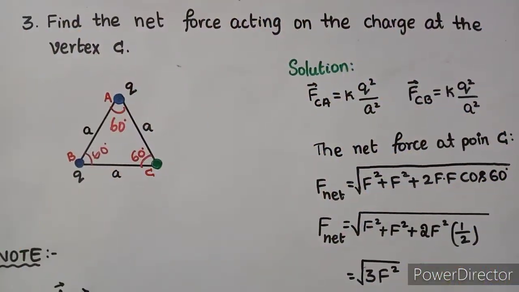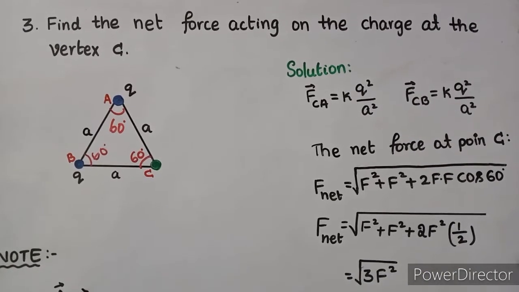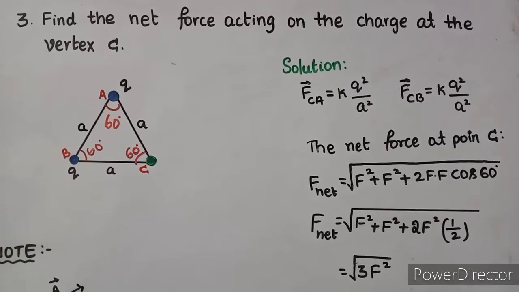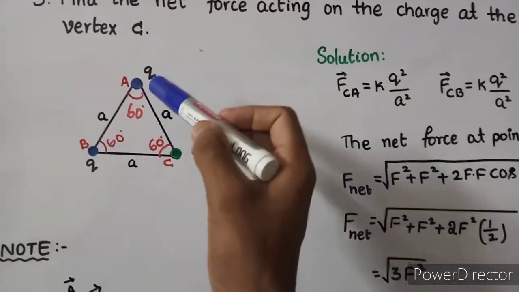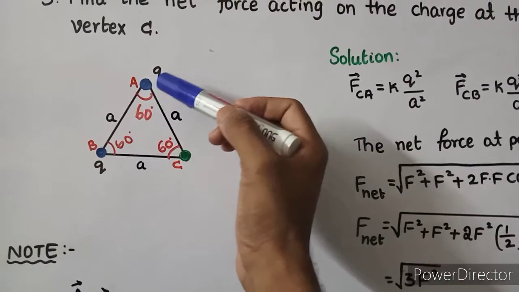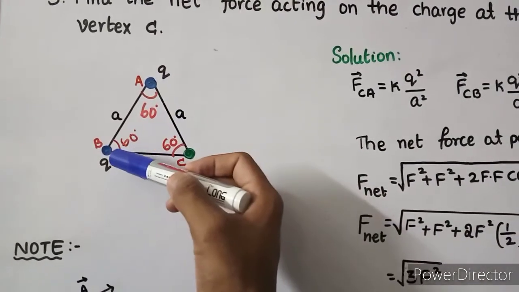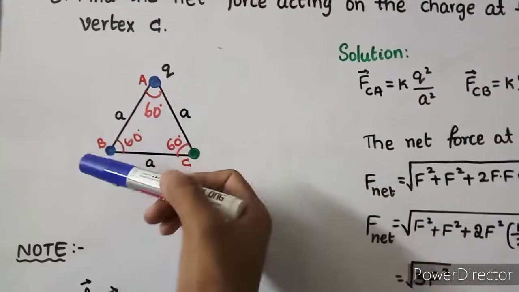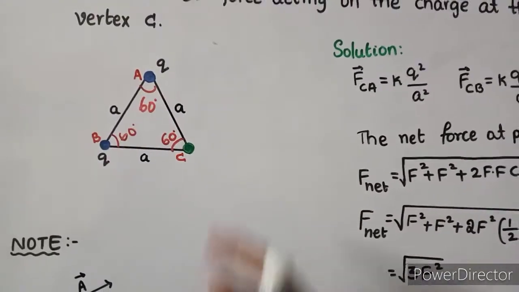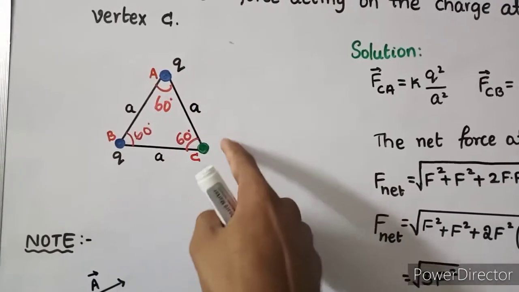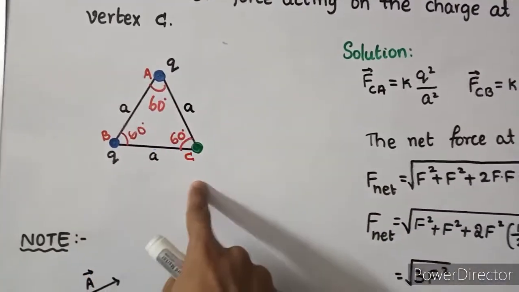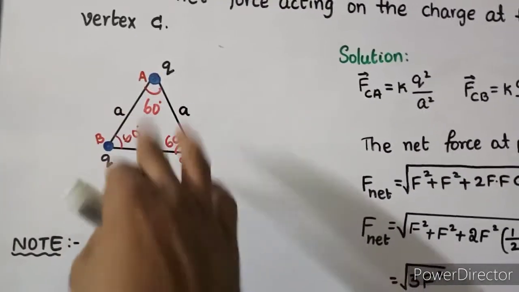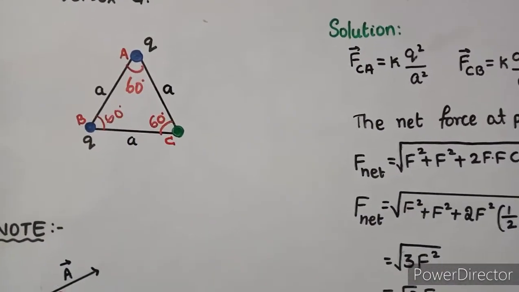Next we have the third problem, that is find the net force acting on the charge at vertex C. So here we have three charges. One charge is located at A, one charge is located at B, and one charge is located at C. And the distance between any two charges is given by A. The distance between these two charges is A, between these two is A, and between these two is A, and they will form an equilateral triangle.